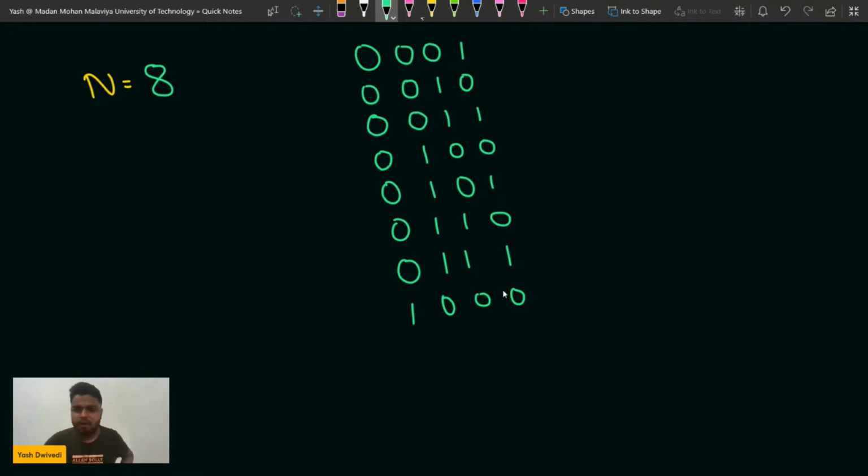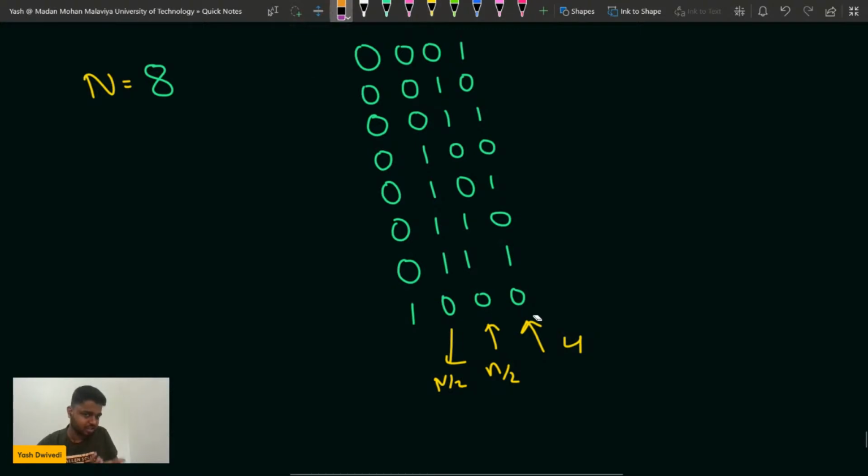Then if you see for 8 also, how many bits are set at this place? 4 bits are set, half of the bits. Please write n by 2. How many bits are set at this place? Half of the bits, right? N by 2 number of bits. Please write yes in the chat. Do you agree with me on this point, guys? Everybody does agree? Yes, you do, right?